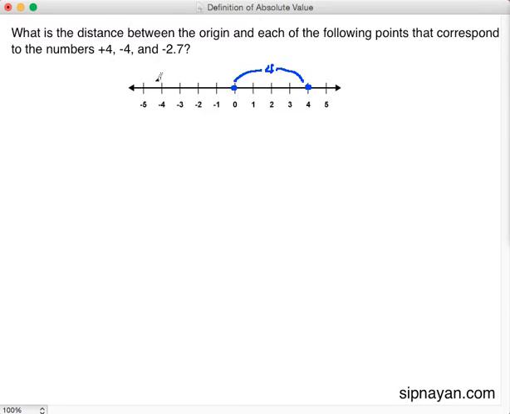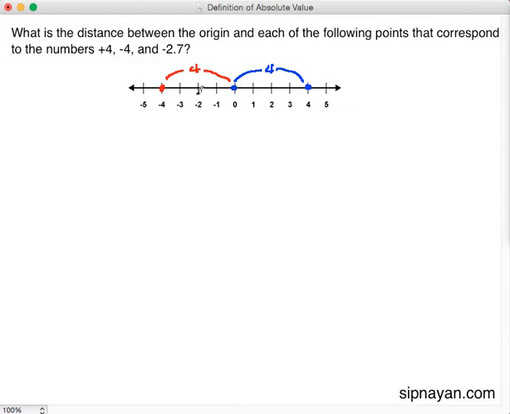What about negative 4? What is the distance between 0 and negative 4? Obvious din, no? So, we have 1, 2, 3, and 4. So, meron tayong 4. At yung pinaka-last natin, the last given, what is the distance between 0 and negative 2.7?